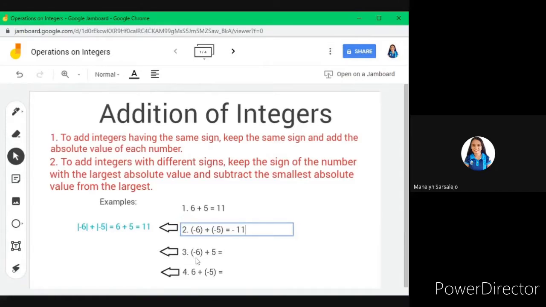Okay, next, number 3. Negative 6 plus positive 5. Okay, still, different signs. So, keep the sign of the number with the largest absolute value. So, kailangan nato sila kuhaan og absolute value ang kada number. Okay, so let's have absolute value of negative 6. Okay, that is positive 6. And how about the absolute value of positive 5?